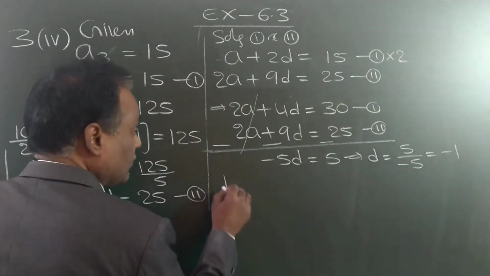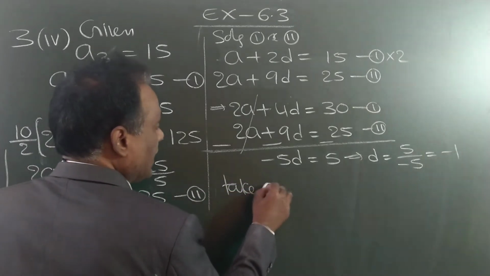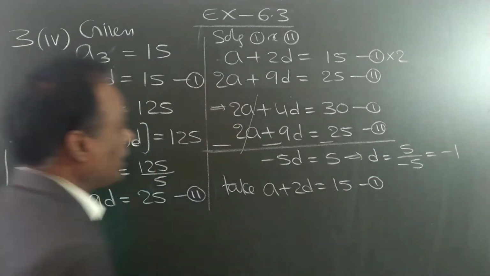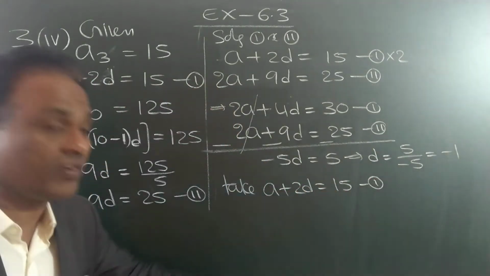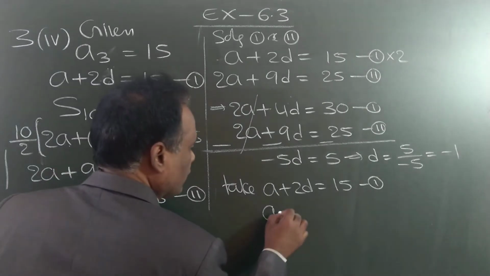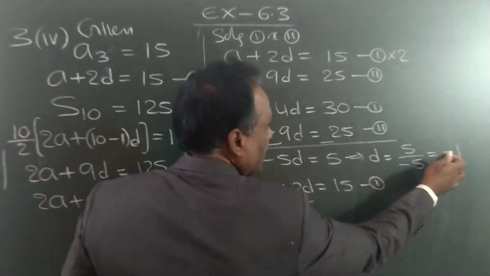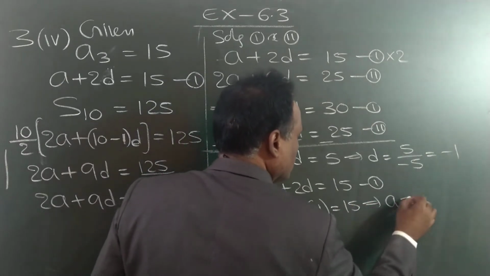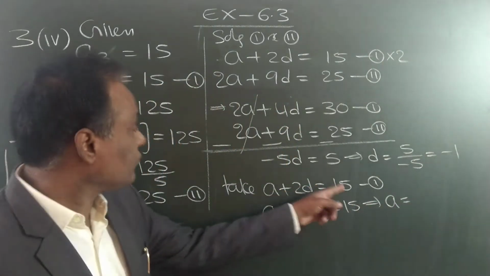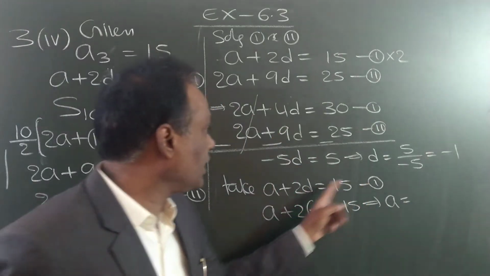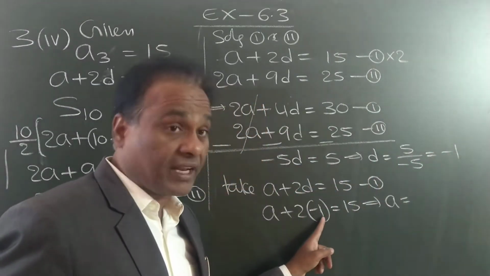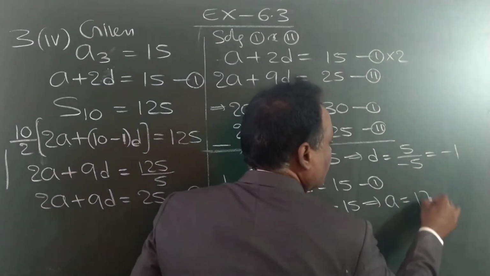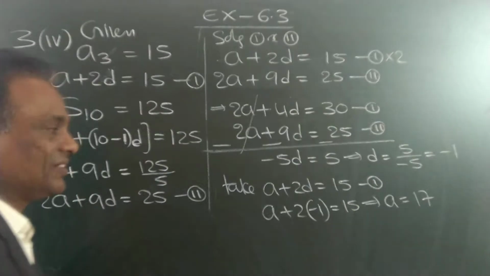See here, I am taking the first equation: a plus 2d is equal to 15. Substituting the d value, a plus 2 into -1 is equal to 15. 2 into -1 is -2. Taking -2 to that side, 15 plus 2 is 17. We got the a value.